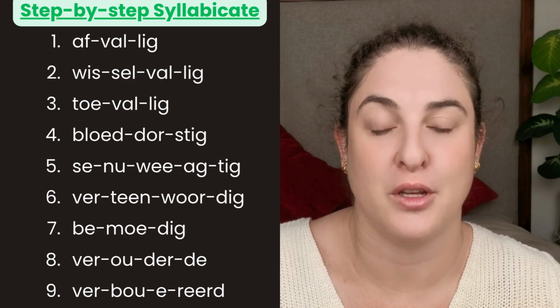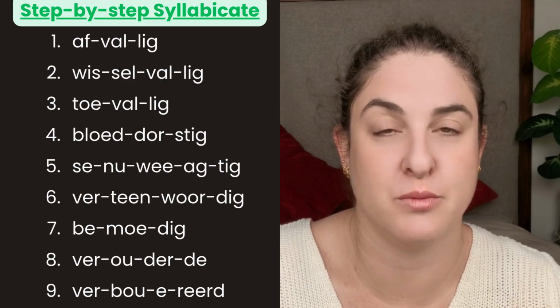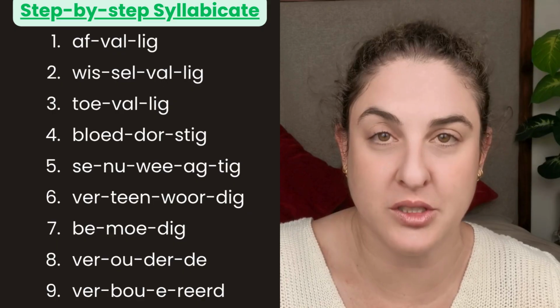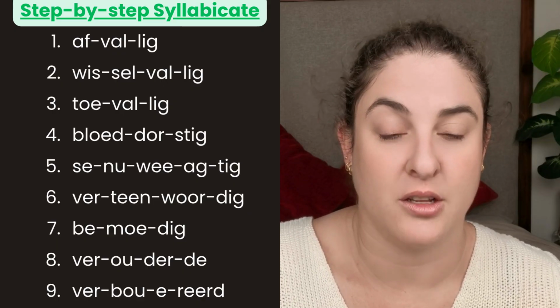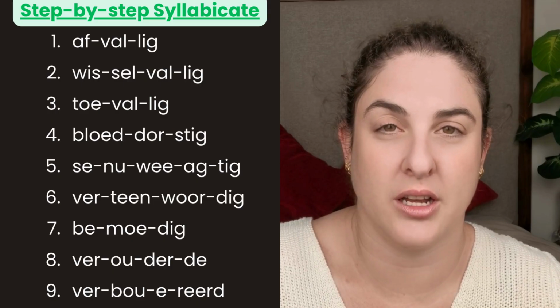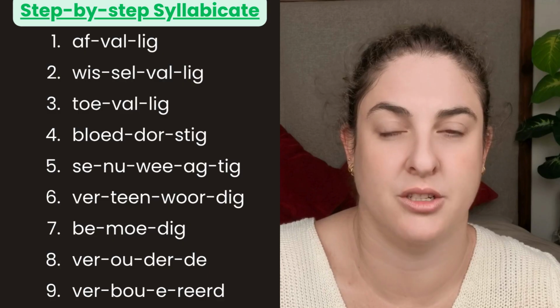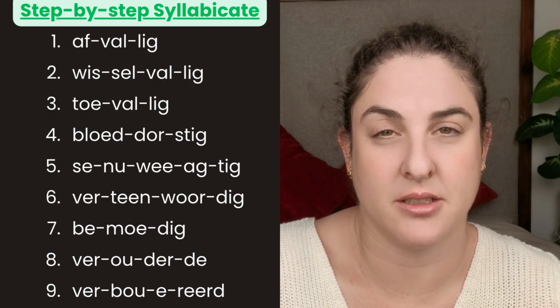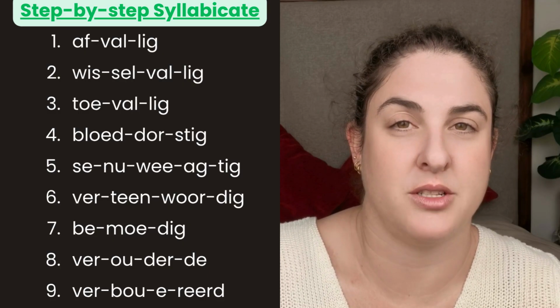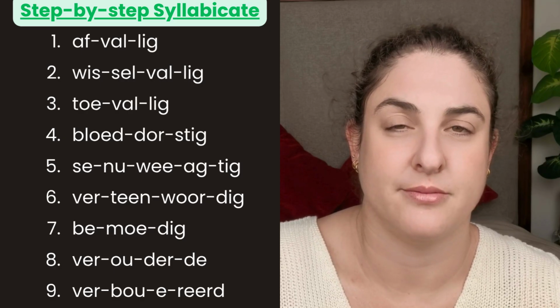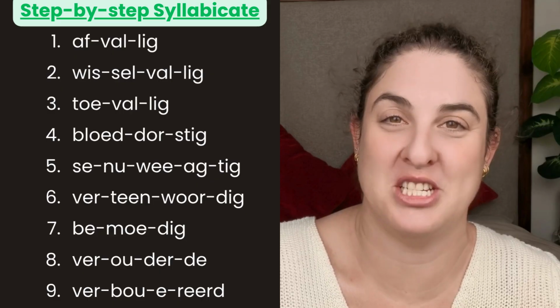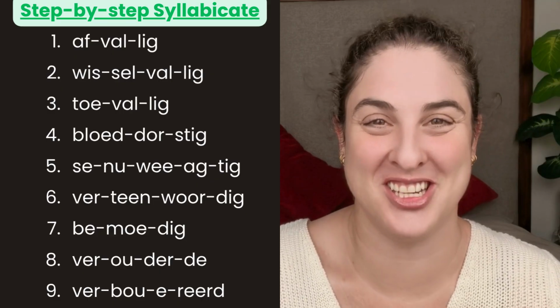Then we have bloeddorstig, which is bloodthirsty. Bloed is blood, it's a word. Dor is actually like very dry, like a drought, like completely parched. And then stig, which is to establish, or that's just all that's left. Either way, it's the last syllable.